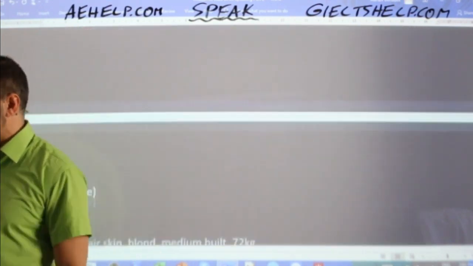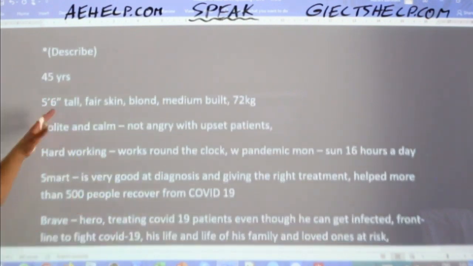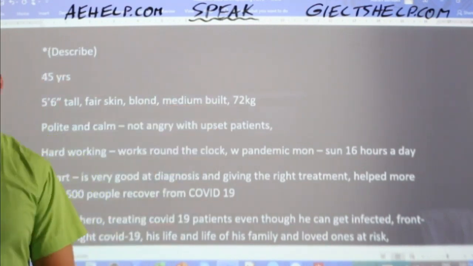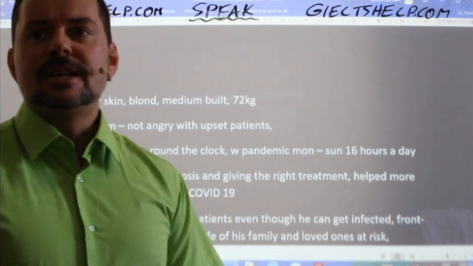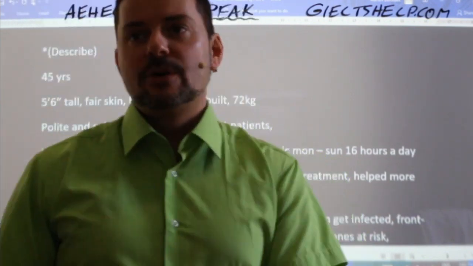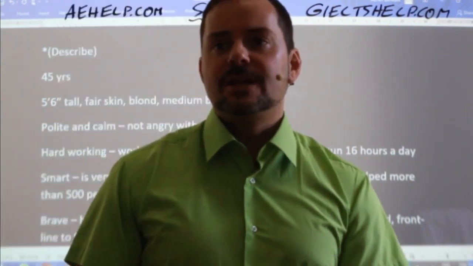All right. Yeah, Boomy says, okay, let's talk about the appearance. So, yeah, let's do that. This is what we wrote in our notes here. 5'6", fair skin, blonde, medium build. Okay, so Charlie says he is 45 years old, around 5'11" tall and 68 kilograms.